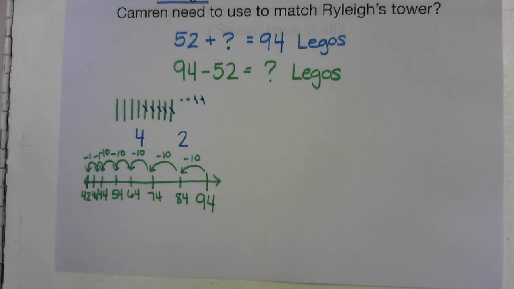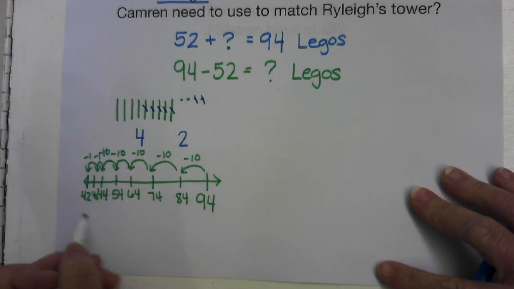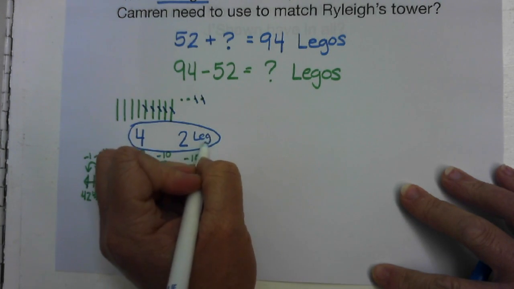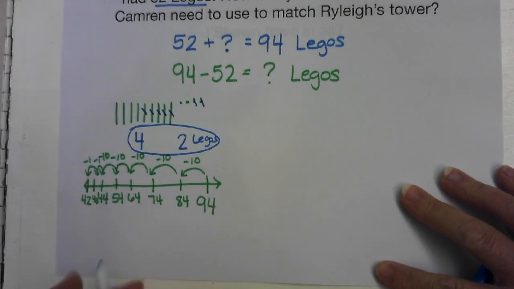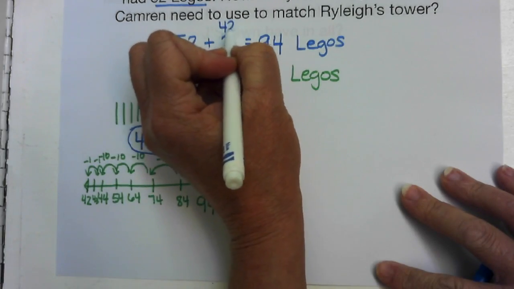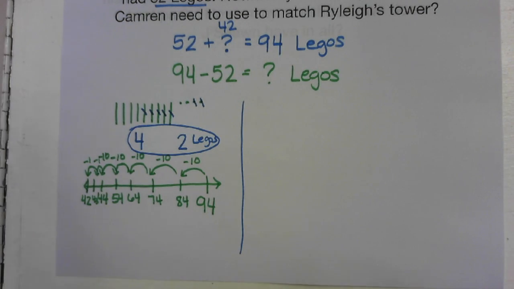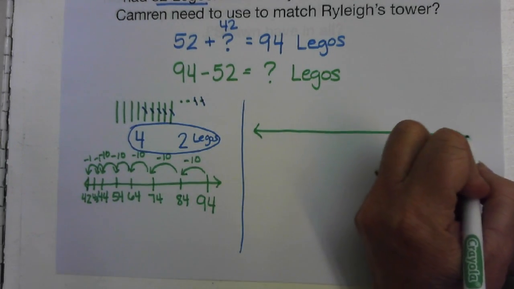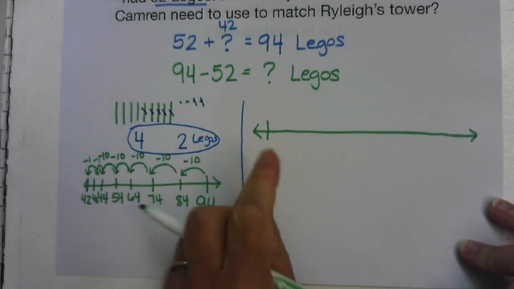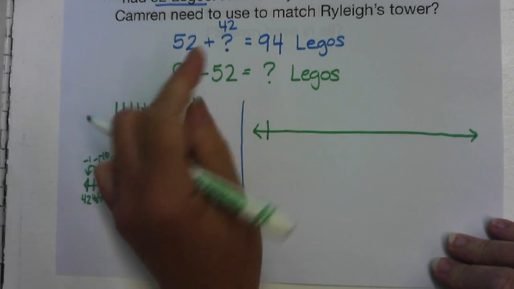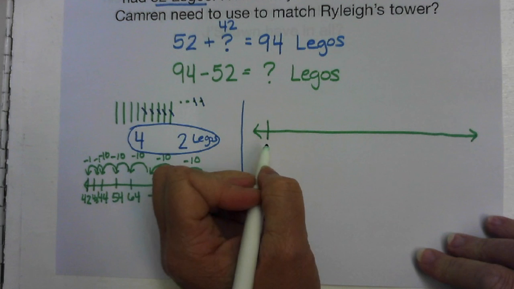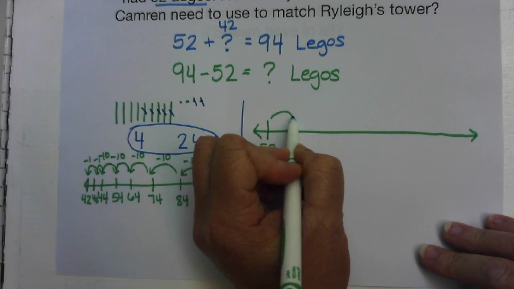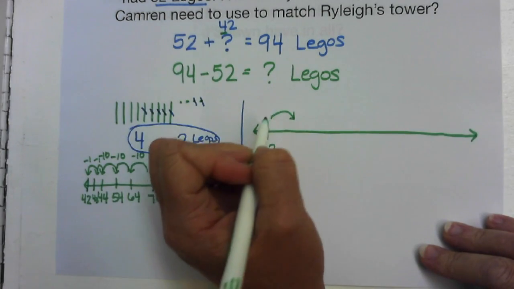All right, and we're going to check our work. First of all, let me circle my answer: 42 Legos. So I'm going to plug 42 into our first equation to make sure that it adds up to be 94. Make sure we have the right answer. And I'm going to use the number line this time to check my work. So when we add, we start at the left end, and we can choose either one of our numbers to start with for addition, and I always start with the greater number because then we have fewer steps to go. 52.